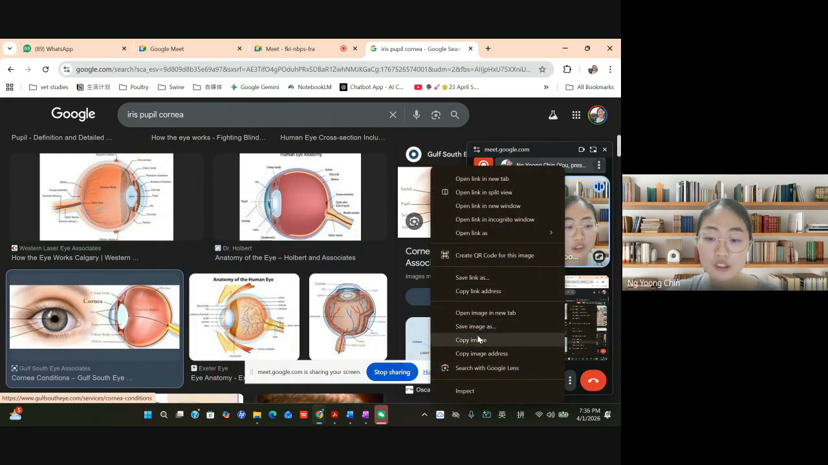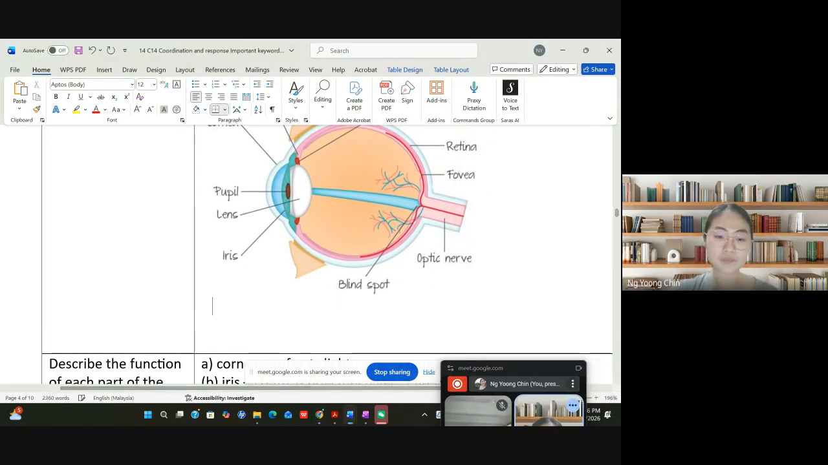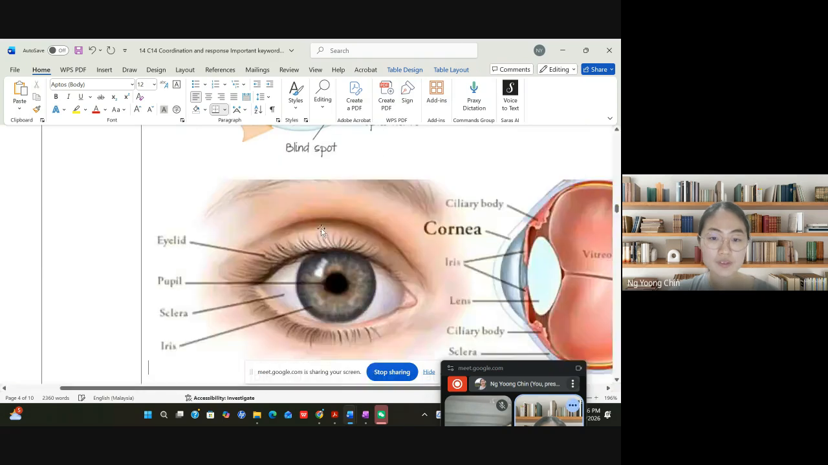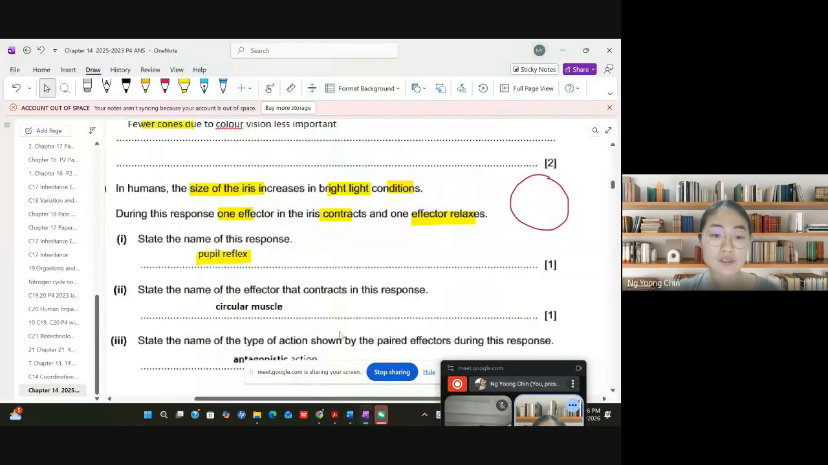You should know about the structure of the eye also. It's quite common to come out in the exam. See, this is the pupil. The pupil is the black spot, and the surrounding part will be the iris. So the iris surrounds the pupil. What happens if the pupil constricts in size? The pupil becomes smaller, so it will cause the iris, the surrounding area, to increase in area. So this is the answer: the size of the iris increases. Why? Because the pupil constricts. When the pupil constricts, the iris surrounding the pupil will increase in size.